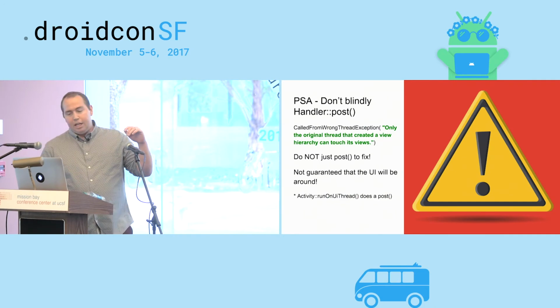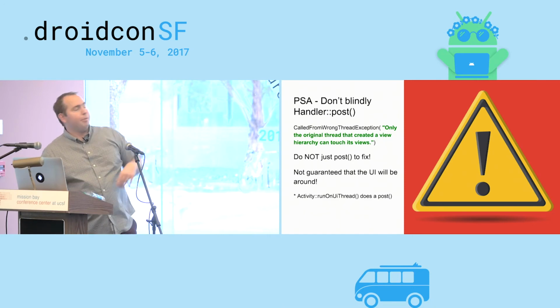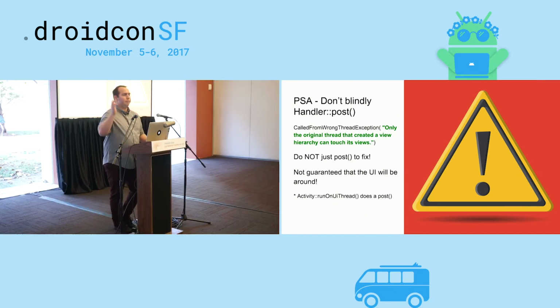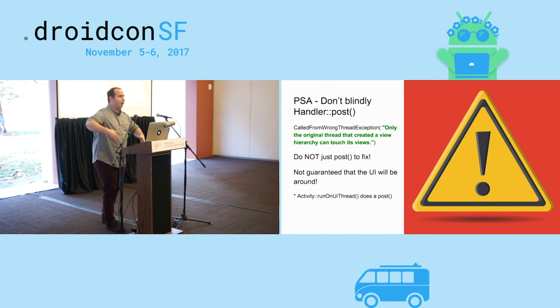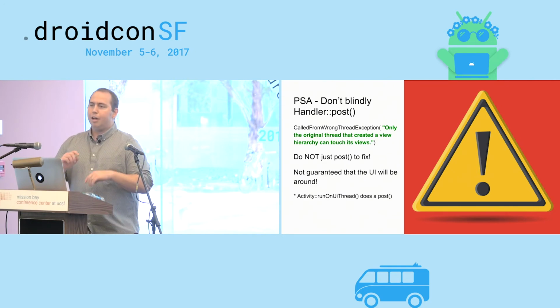Okay. So please don't blindly post to your handler. How many of you have come across this exception? Called from the wrong thread exception. Right? You did some background work. You're like, hey, I want to set this result on my view. And it said, can't do that. You're on a background thread. You're like, no problem. Run on UI thread or handler.post.